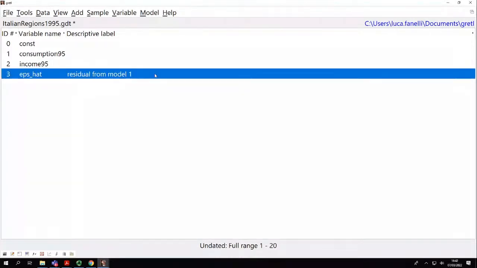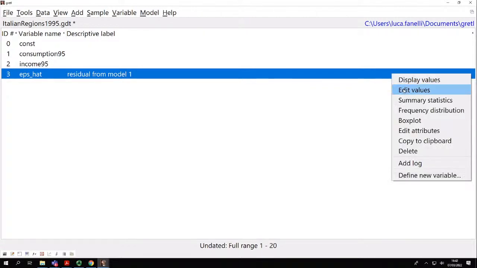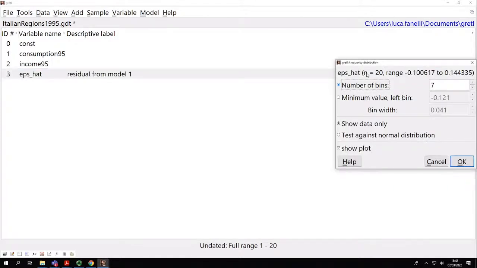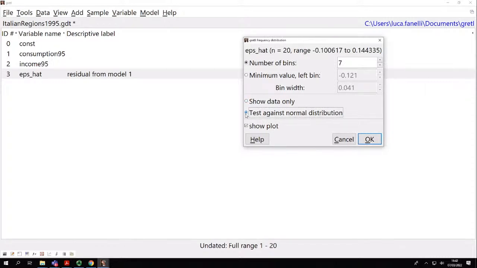And now I can do this, for instance, with the right button of the mouse. I say frequency distribution. I just want to plot the distribution of my residuals. I ask for a test against the normal distribution, as was recommended by one of you. And then we'll see what the problem is here. We can look at the test, but the test will work if n goes to infinity. We know the distribution of that statistic for normality in large samples, but we are dealing with a small sample.